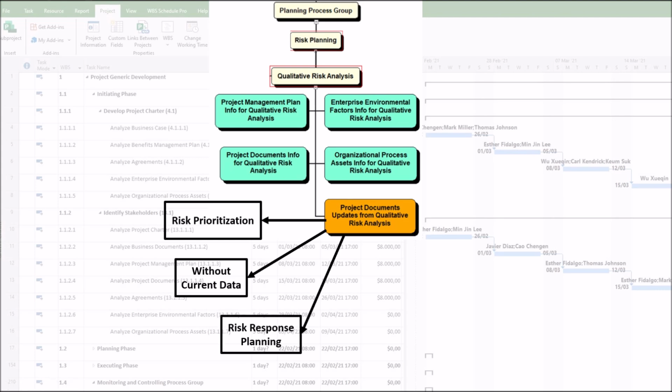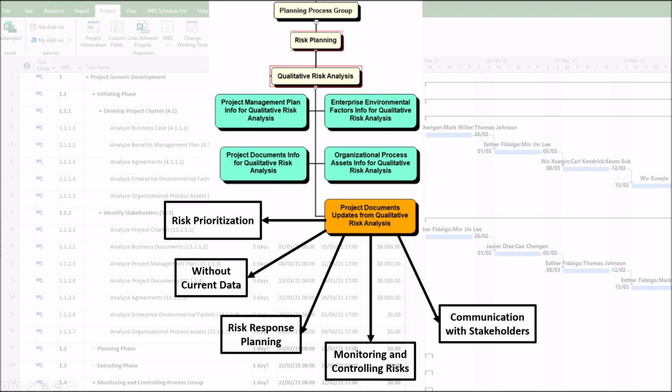Third, risk response planning is compromised. Responses may target risks that have already changed or disappeared, leaving active risks unaddressed. Fourth, monitoring and controlling risks loses its baseline, making trend analysis impossible and preventing early warning of risk deterioration. Fifth, communication with stakeholders suffers. Outdated reports erode trust and cause misguided decisions by sponsors or team members.